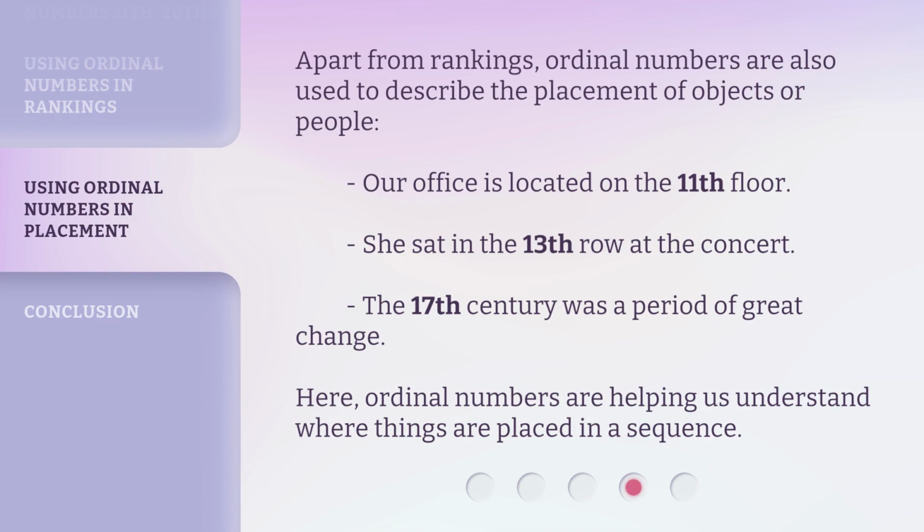Apart from rankings, ordinal numbers are also used to describe the placement of objects or people. Our office is located on the 11th floor. She sat in the 13th row at the concert. The 17th century was a period of great change. Here, ordinal numbers are helping us understand where things are placed in a sequence.